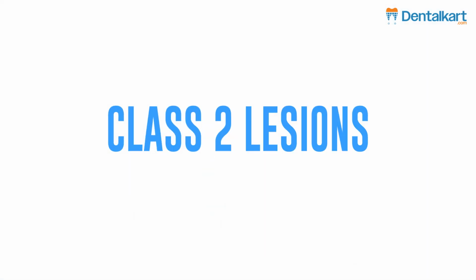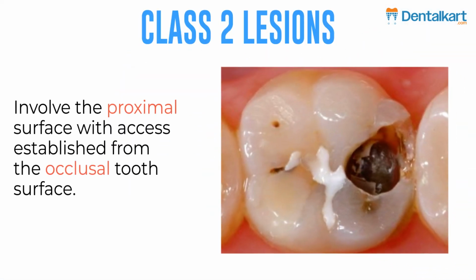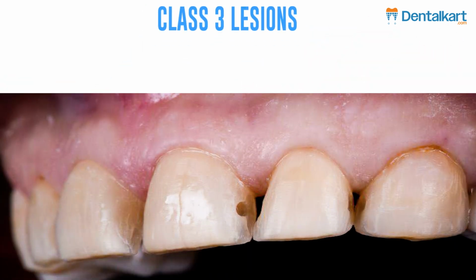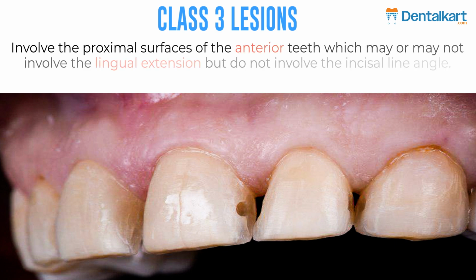Class 2 lesions involve the proximal surface with access established from the occlusal tooth surface. Class 3 lesions involve the proximal surfaces of the anterior teeth, which may or may not involve the lingual extension but do not involve the incisal line angle.